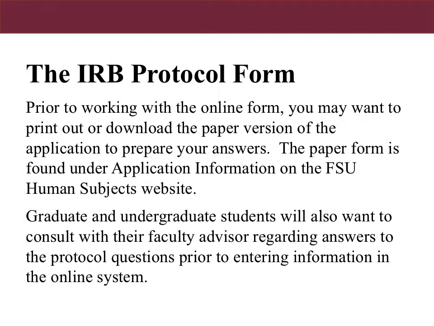Prior to working with the online form, you may want to print out or download the paper version of the application to prepare your answers. The paper form is found under Application Information on the FSU Human Subjects website. Graduate and undergraduate students will also want to consult with their faculty advisor regarding answers to the protocol questions prior to entering information in the online system.